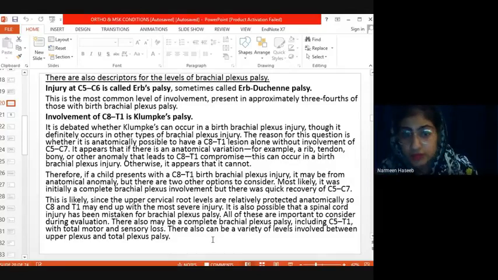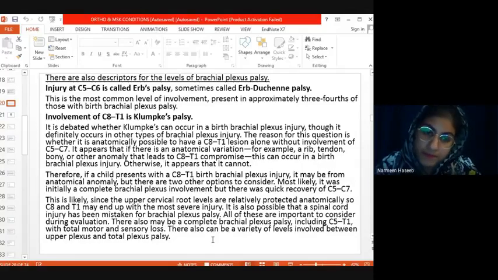The reason for this question is whether it is anatomically possible to have a C8-T1 lesion alone without the involvement of C5 to C7. It appears that if there is an anatomical variation, for example a rib, tendon, bony, or other anomaly that leads to a C8-T1 compromise, this can occur in a birth brachial plexus injury. Otherwise, it appears that it cannot. Therefore, if a child presents with a C8-T1 birth brachial plexus injury, it may be from an anatomical anomaly, but there are two other options to consider.